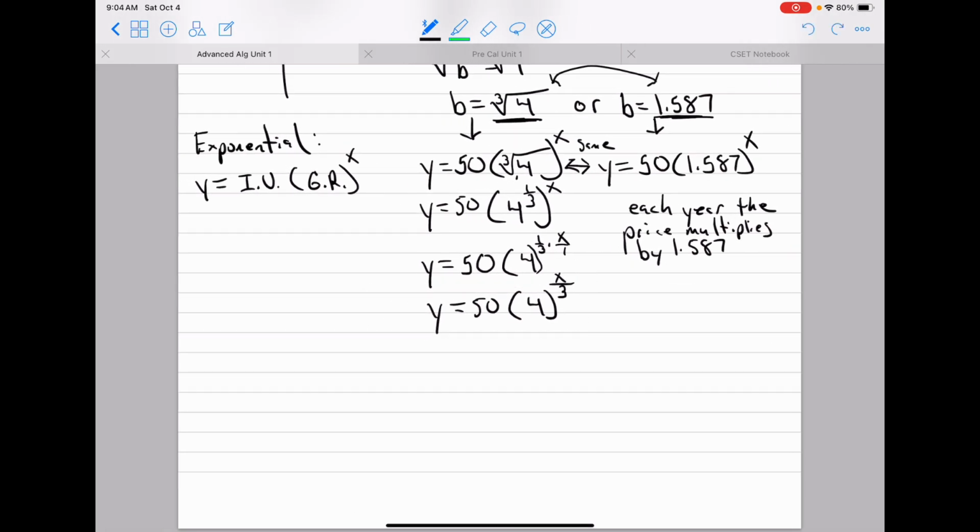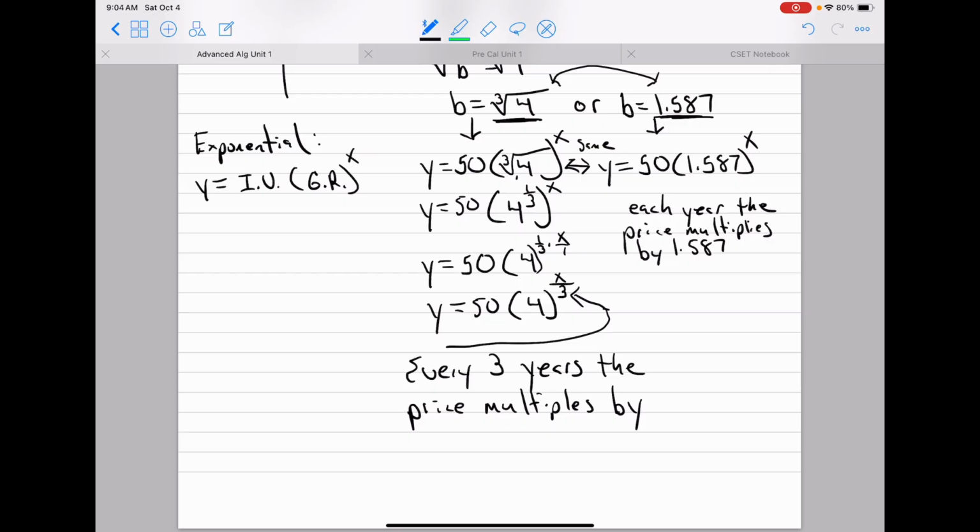So this tells me that this is each year. This one tells me that every 3 years, the price multiplies by 4.